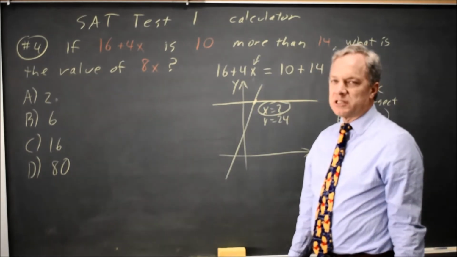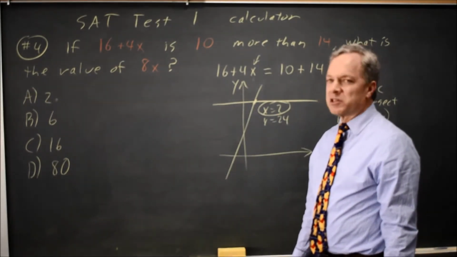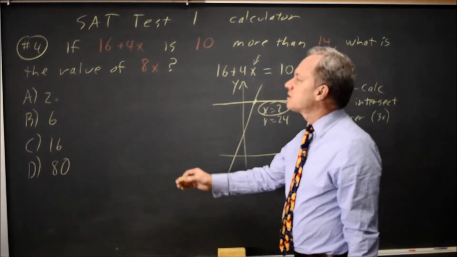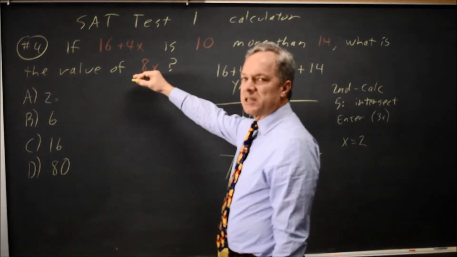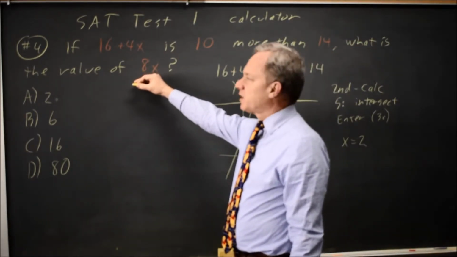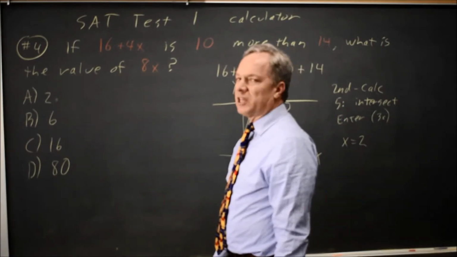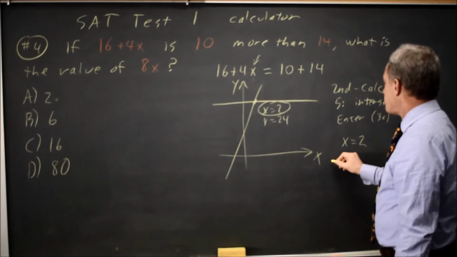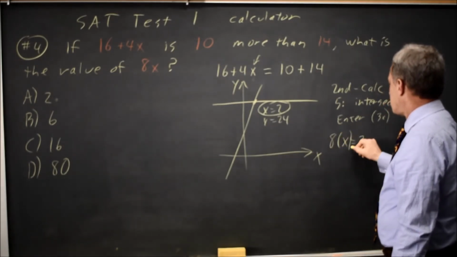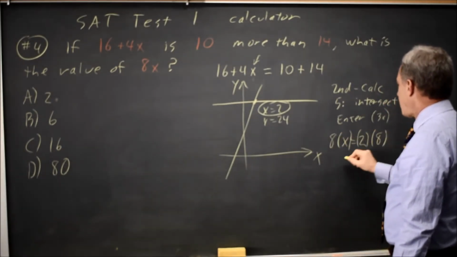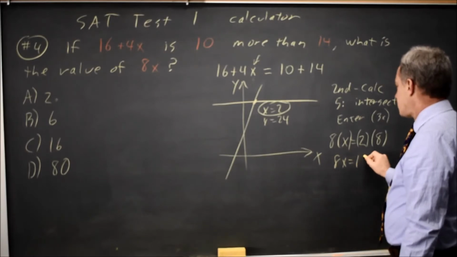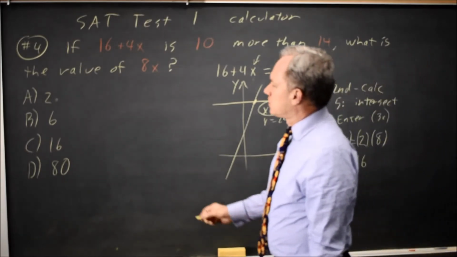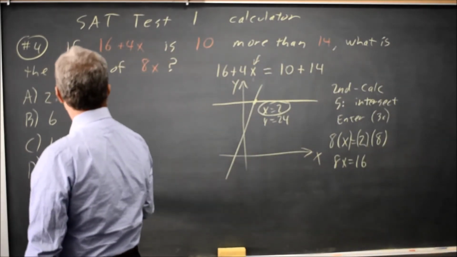but College Board claims they don't ask trick questions, and I'm not going to argue with them. I'm just going to point out they ask subtle questions. They're not asking for x. They're not saying solve for x. They're saying find the value of 8x. So once we've found that x equals 2, multiply both sides by 8, and we get 8x equals 16. So it would be choice C, not choice A.